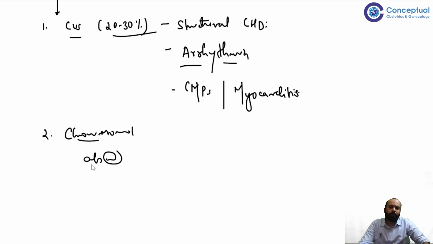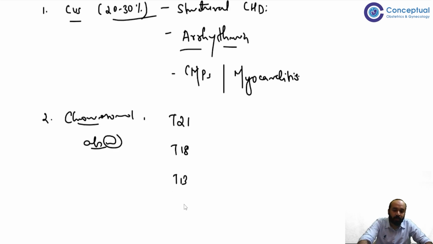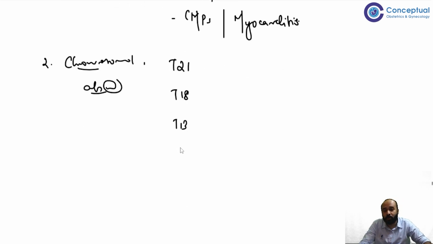Next it is going to be chromosomal abnormalities. When I talk about chromosomal abnormalities, it can be anything. It can be trisomy 21, that is Down syndrome. It can be trisomy 18, that is Edwards syndrome. It can be Patau syndrome, trisomy 13, or it can even occasionally be Turner syndrome, which we also call monosomy X or XO phenotype, genotype.